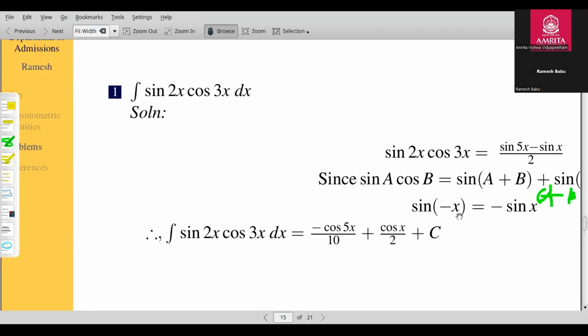So in this problem, I am not substituting anything. I am using the trigonometrical identity. I am not using substitutions, but directly applying the trigonometrical identities.